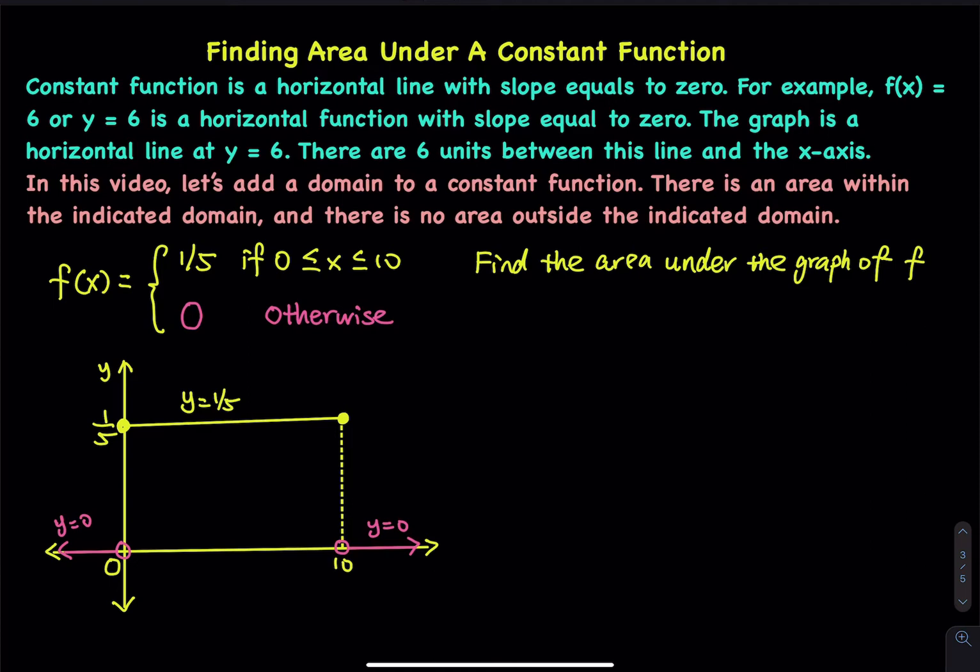Let's take a look at the first piecewise function I gave you. So I have f of x equals to 1/5 if x is between 0 and 10, and then f of x is equal to 0 otherwise. So what does that mean? The 1/5 in yellow means y is equal to 1/5. So on the y-axis, you locate where the 1/5 is, and then you sketch a horizontal line.